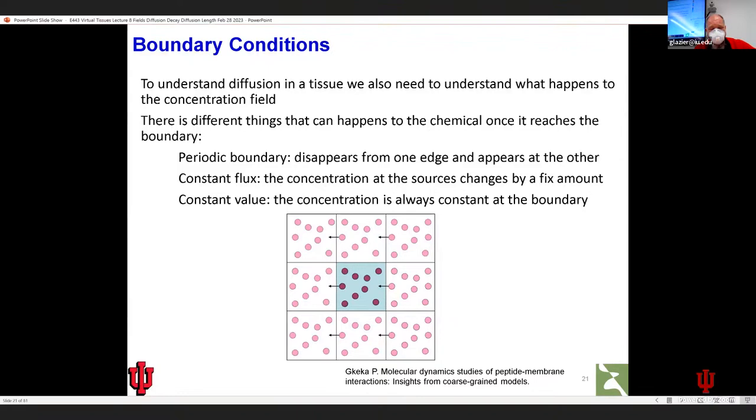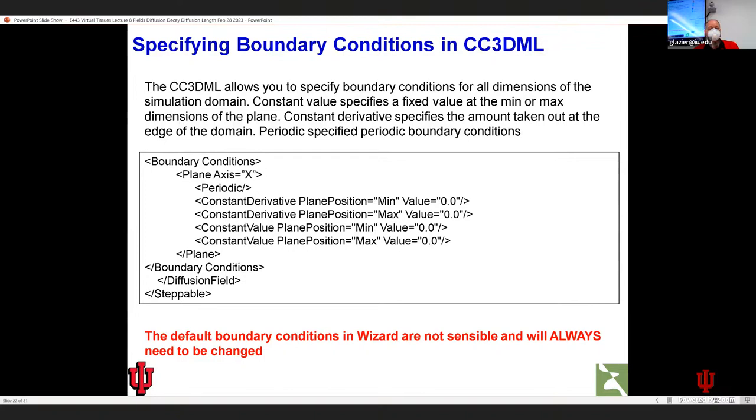So boundary conditions are specified in a block of CC3DML called boundary conditions. And you'll see a plane axis X, and you have the options periodic, constant derivative min, left hand side, constant derivative max, right hand side. You have the option of constant value min, constant value max. You have to specify this for the X direction, the Y direction, and if you're in 3D, the Z. If you're in 2D, you don't have to do Z. If you specify periodic boundary conditions in a given direction, you're done. If you specify constant derivative or constant value on the min side, you can have either constant value or constant derivative on the right hand side, on the max side. You could have constant derivative on the left, constant value on the right, and so on.